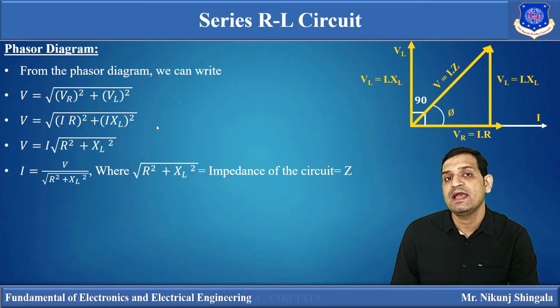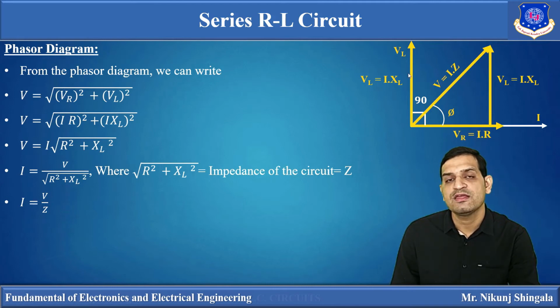In a DC circuit, I is equal to V divided by R, where R is the resistance. But in this case I is equal to V divided by something, the opposition offered by the circuit, and that is nothing but the impedance. So in the case of AC circuit, impedance comes into the picture. Square root of R square plus XL square is equal to the impedance of the circuit, denoted by capital Z. So we can write I is equal to V divided by Z. This is similar to I is equal to V divided by R in the case of DC circuit.